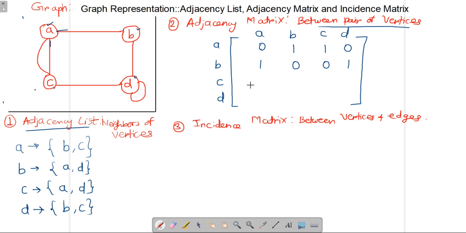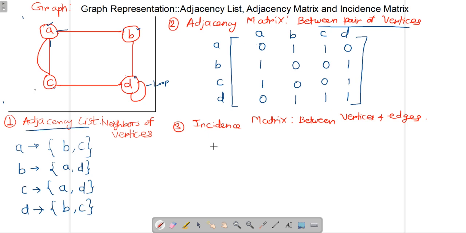Then for C, C is connected to A, yes. C is connected to B, no, so 0. C is connected to C, no, 0, and C is connected to D, 1. Whether D is connected to A, no, 0. D is connected to B, yes. D is connected to C, yes, and D is connected to D itself. So here we have a loop, it is self-connected. So this is the adjacency matrix. Adjacency matrix is very easy. We just have to check whether the pair of vertices are neighbors of each other or not.